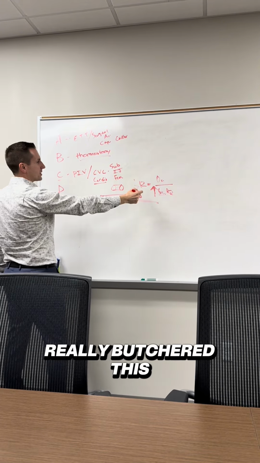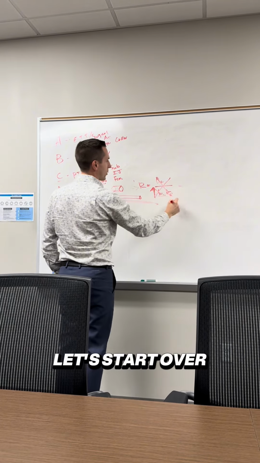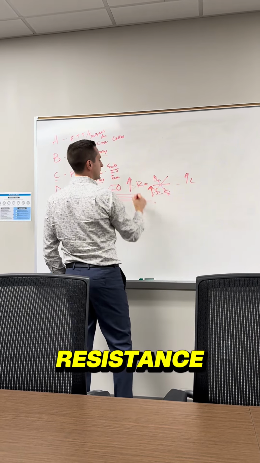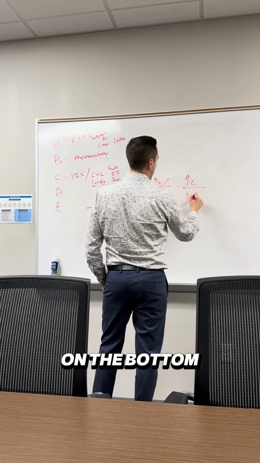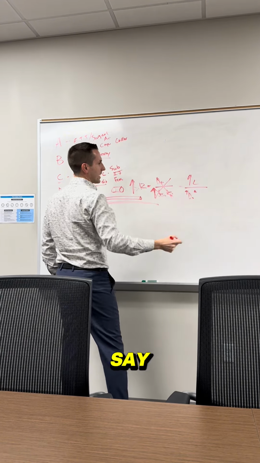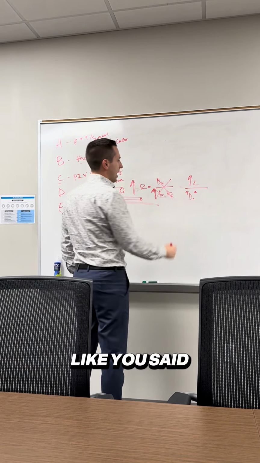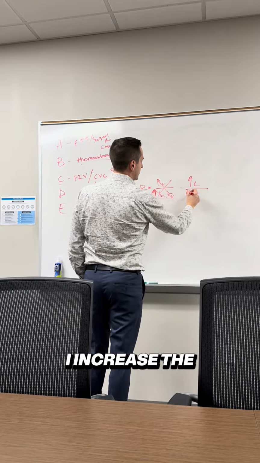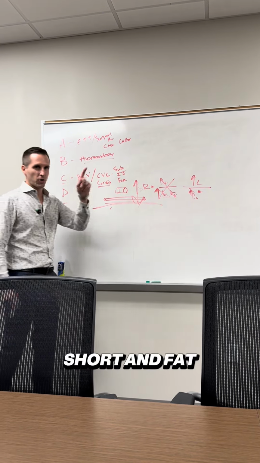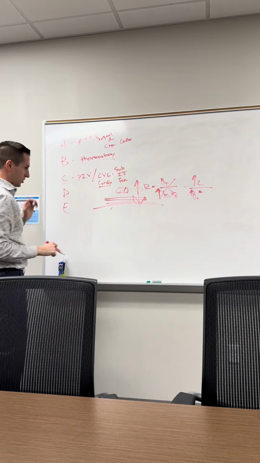I think I really butchered this because I think the length, let's start over. I think the length is on top because if I increase the length, I increase the resistance. And I think the diameter is on the bottom because if I increase the diameter and it's squared, I want to say, I think like radius is in it, like you said. I think it's squared because then if I increase the diameter, I should decrease the resistance. Long story short, short and fat. Someone fix that for me.